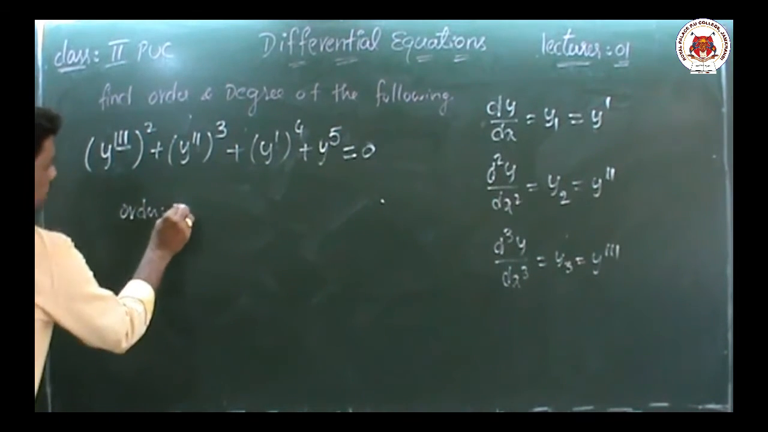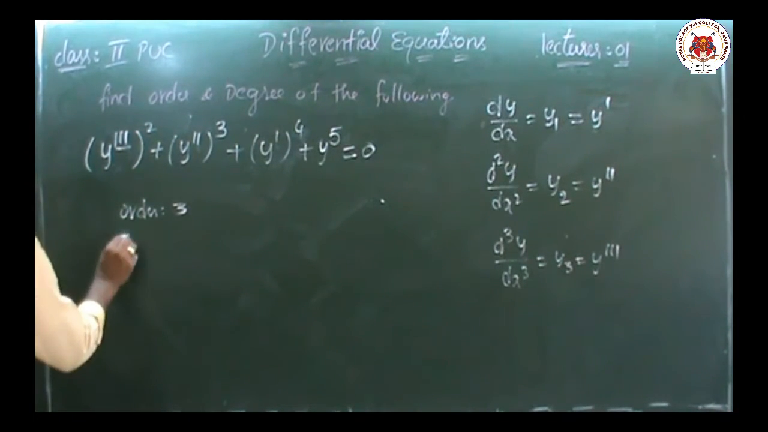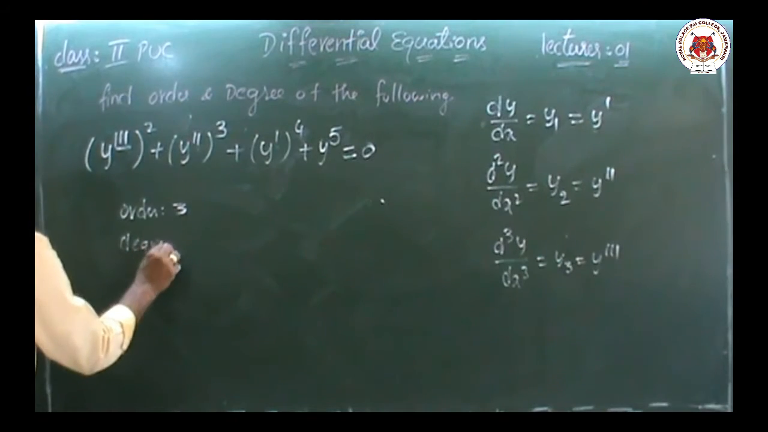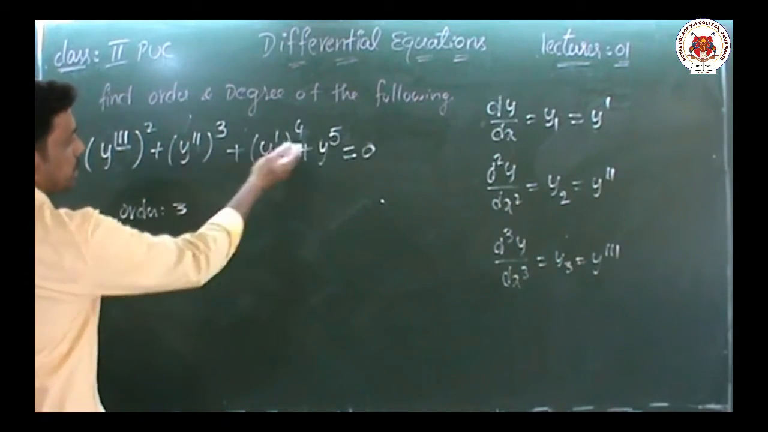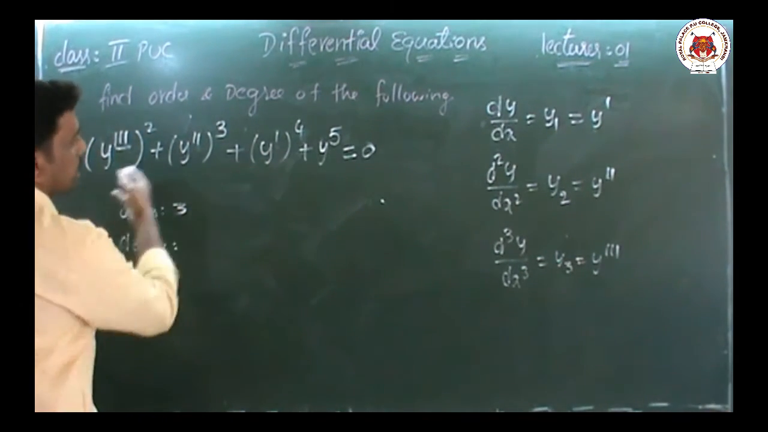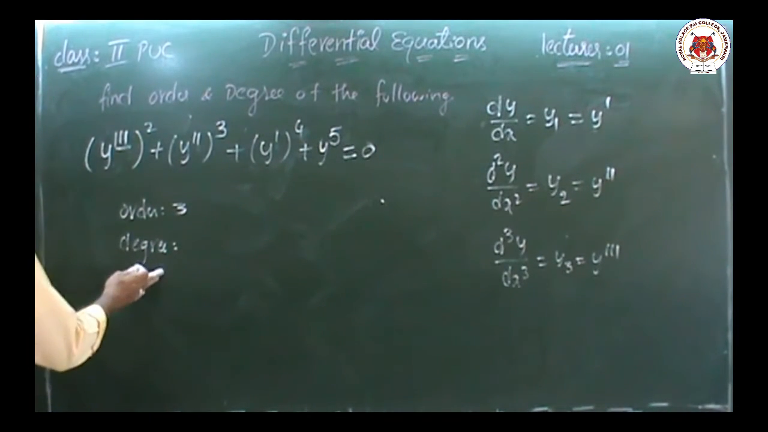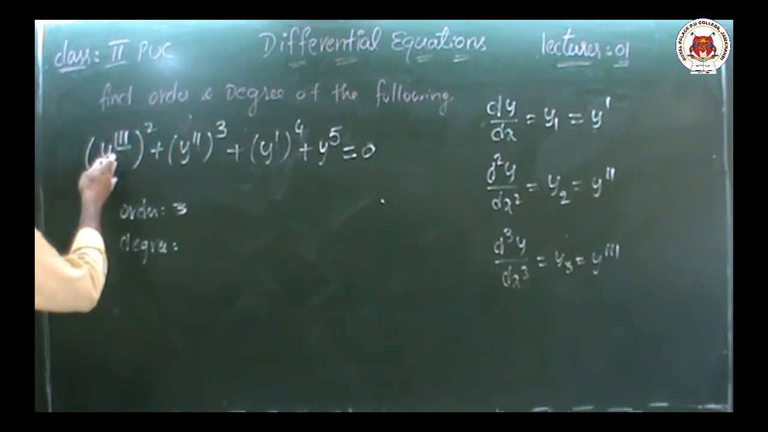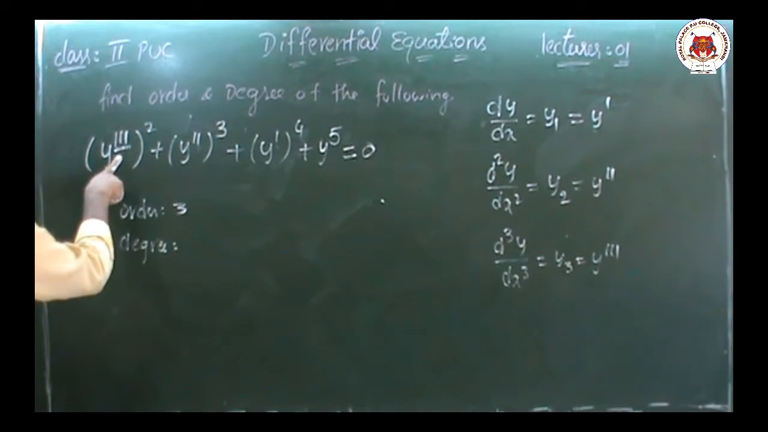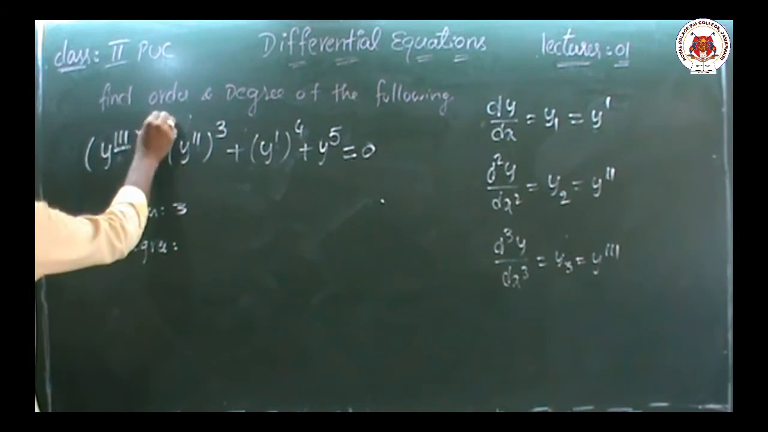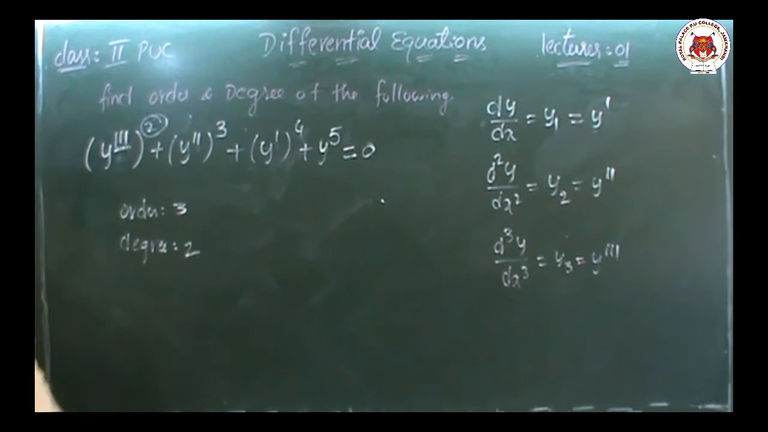Then what about the degree, sir? Yes, degree can be defined. Why? There is no trigonometric function, no e power, no logarithm. So definitely degree can be defined. Degree is the power of the term which you take as the order. This one I am taking as the order because of 3 times differentiating, and its power is 2. So degree equal to 2. Order 3 and degree 2. Now, in the same manner, we will go to another question.